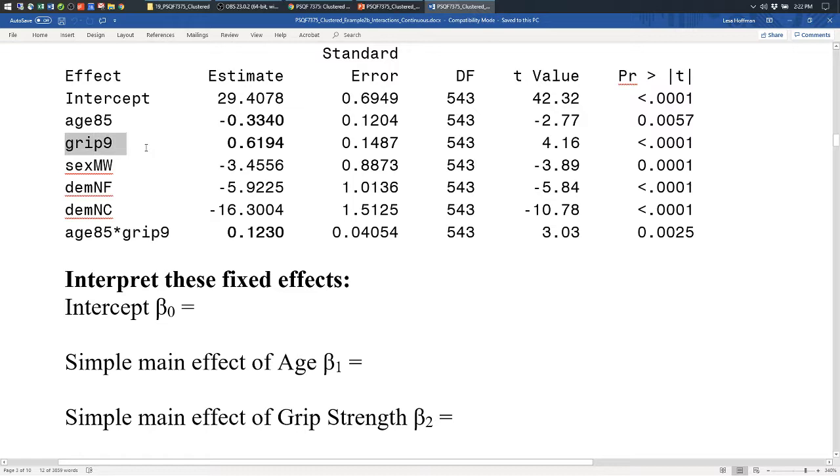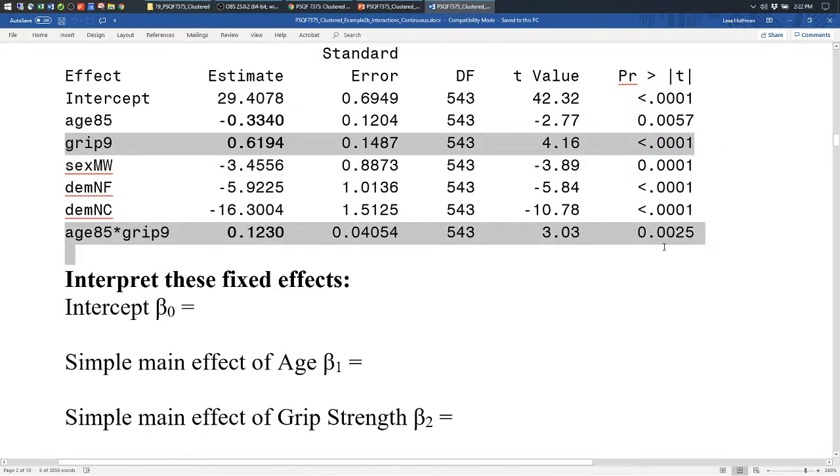Let's go the other way. Simple main effect of grip. For every additional pound of grip strength you can squeeze on the little squeezy jobby, your cognition is expected to be higher by 0.6, specifically in age 85. What does the interaction with age do to it? This is more positive. So the effect of grip is stronger in older people and weaker in younger people.